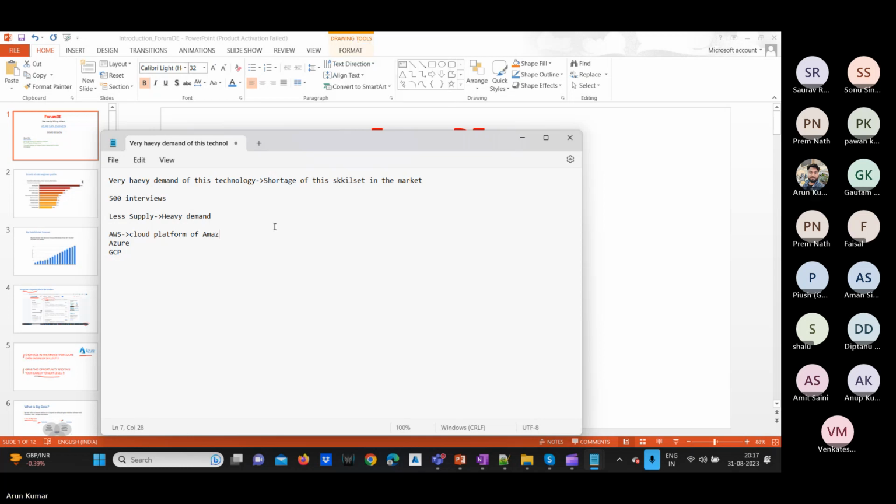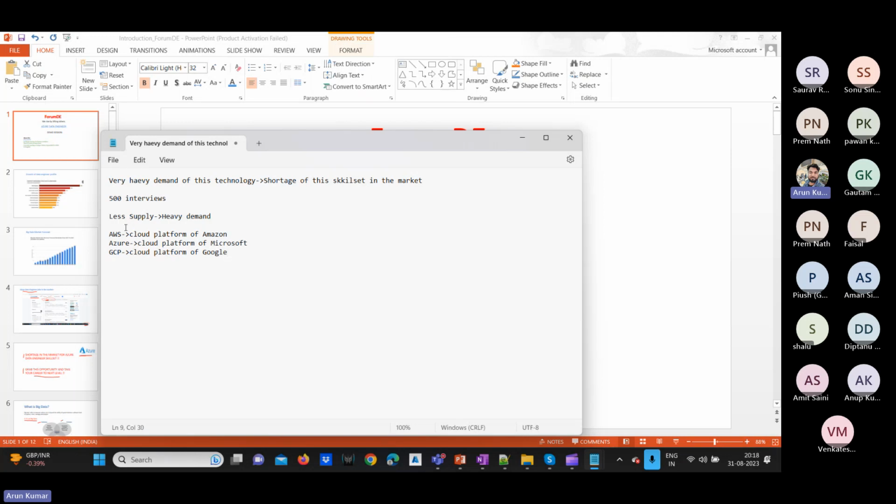Cloud platform of Amazon. This is the cloud platform of Amazon. This Azure is the cloud platform of Microsoft. And this GCP is the cloud platform of Google.